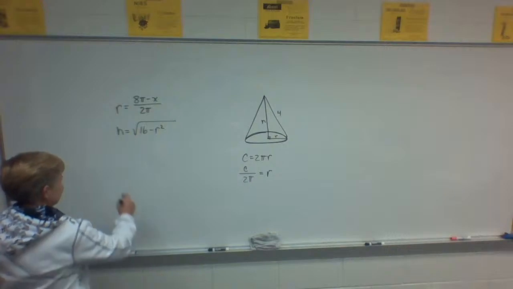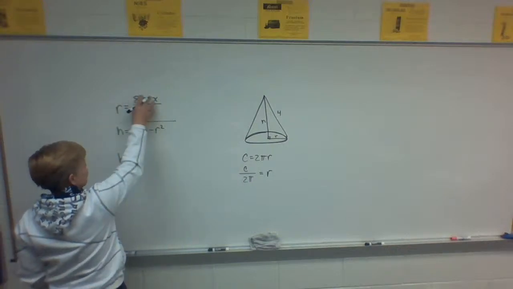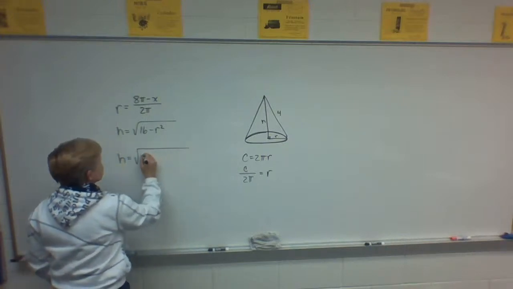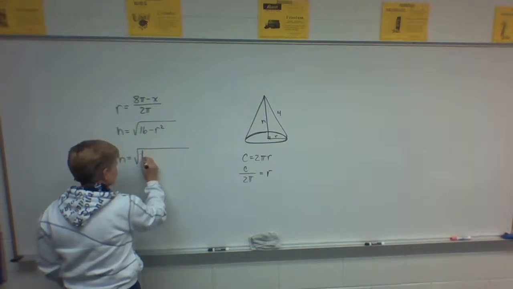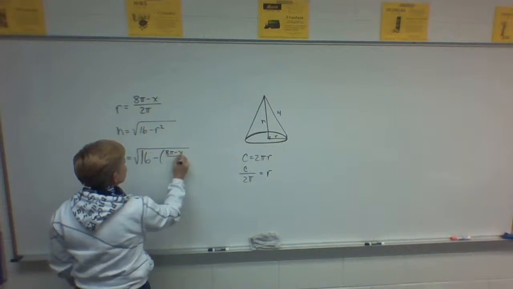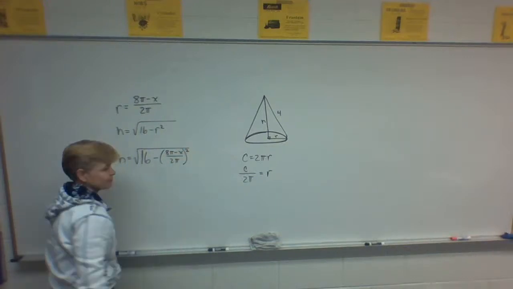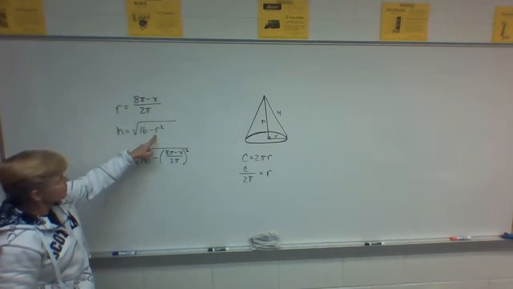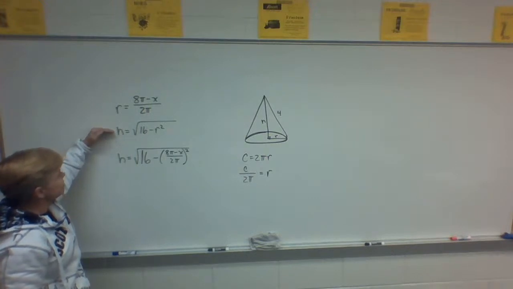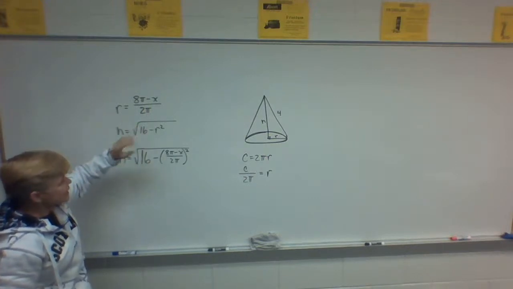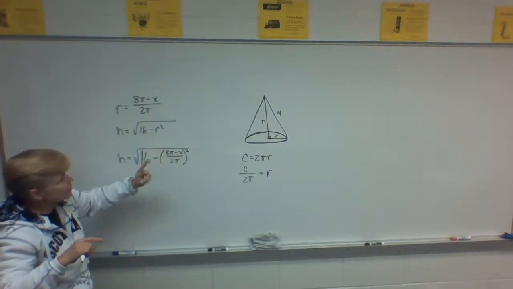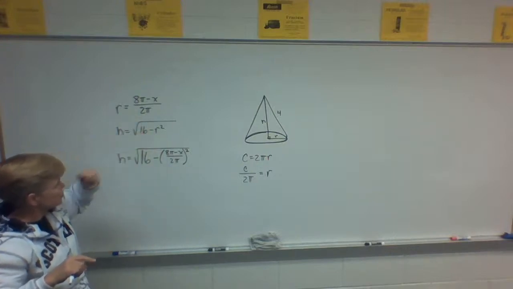That means that h is actually, because remember, we can't have this in terms of x and this in terms of r, that means that h is actually the square root of 16 minus (8 pi minus x over 2 pi) squared. Replace r with what it's equal to. So this is because of Pythagoras. But I need to get r and h all in terms of x being the arc length, and we replace this r with what it was up there. So now I've got everything in terms of x.